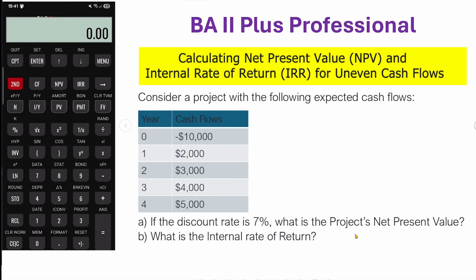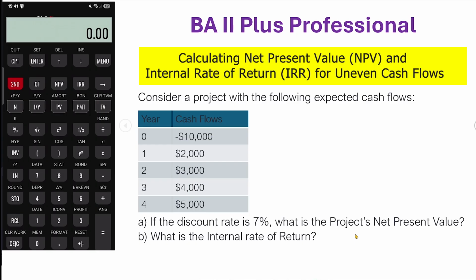Welcome to this tutorial on how to calculate net present value and internal rate of return using the Texas Instruments BA II Plus Professional Financial Calculator, especially when dealing with uneven cash flows. Let's walk through a simple problem together.